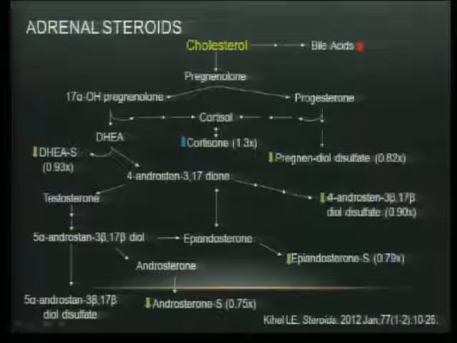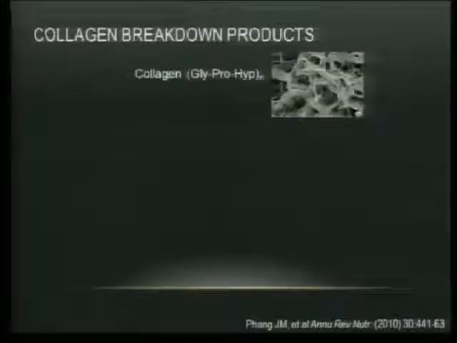Or maybe for some reason this increase in cortisone is affecting the rest of the pathway. Anyway, we also saw a significant increase in collagen breakdown products, which could be good or bad depending on which collagen is breaking down. Collagen is in all of your connective tissue, and it's made up primarily of glycine, proline, and hydroxyproline.